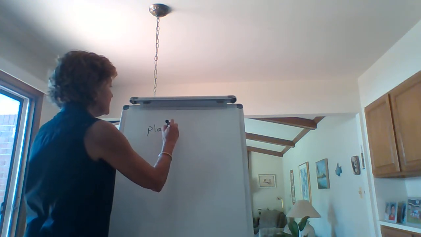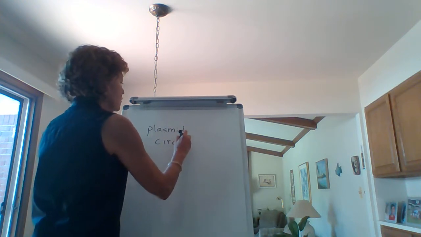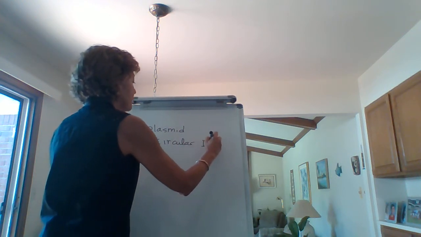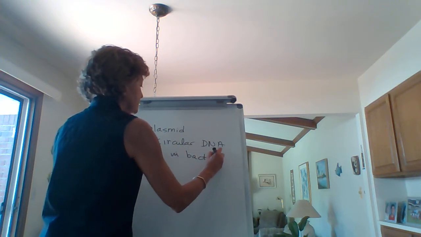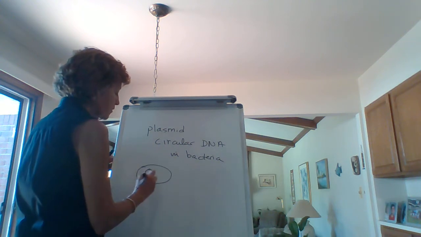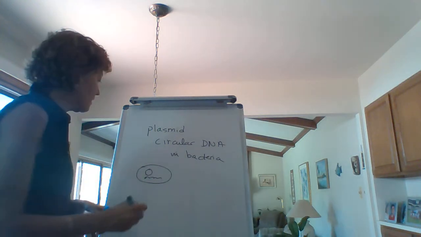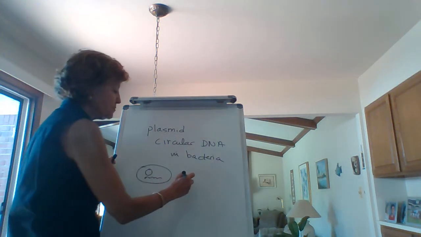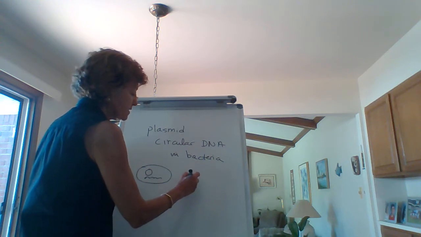A plasmid is this piece of circular DNA in bacteria. So we got this bacteria, it's got a piece of circular DNA in it, and it's got some chromosomal DNA. All right, so you take out the plasmid from the bacteria, and then you cut it.